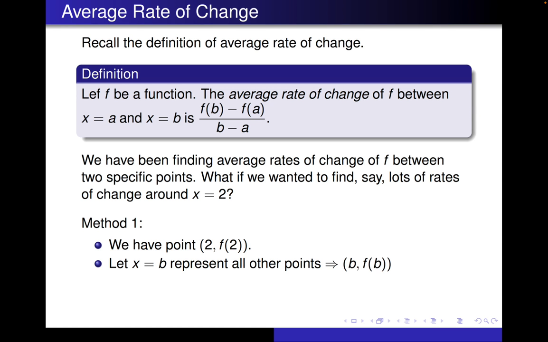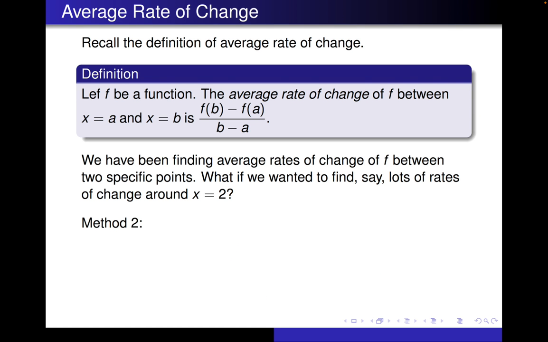And if that's the case, then b is going to be the x-coordinate, f of b is going to be the y-coordinate. And we're just going to keep it b for now, and then if we actually want to find an average rate of change, we'll plug in an actual value for b. So our average rate of change then becomes f of b minus f of 2 over b minus 2.